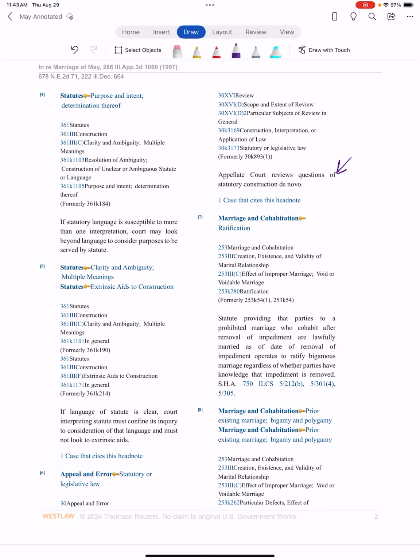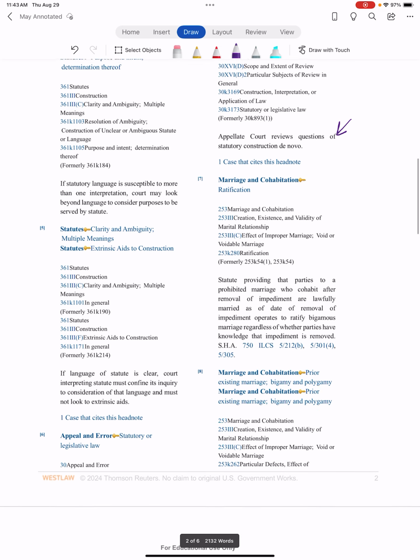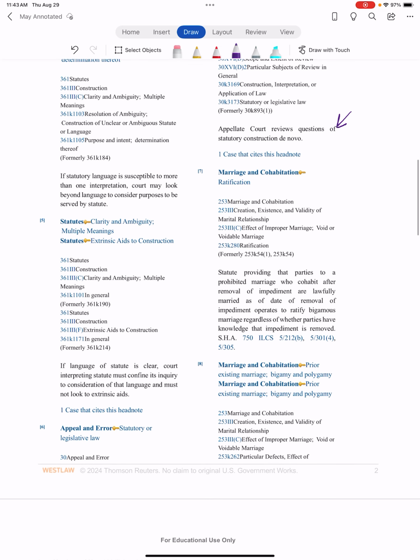What this tells me is that the appellate court, because it is seeing this as a question of pure law, of how the statute should be interpreted, is giving absolutely no deference to what the trial court said. It's going to be making its decision in this case brand new, as though the trial court never even touched it. All right, 7. Parties to a prohibited marriage. Okay, so we're going to get back to talking about marriage and this relevant law.